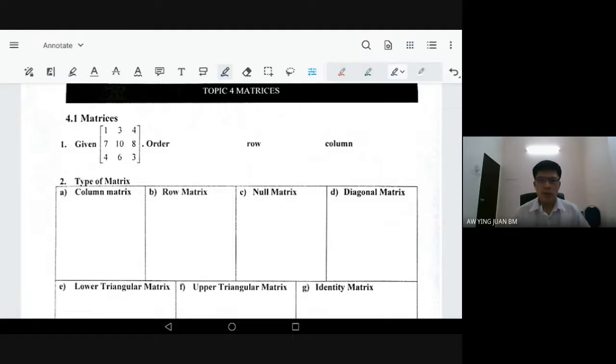Halo, salam sejahtera ya. Hari ini kita akan bincang tentang topik matrices. Untuk sesi ini kita akan bincang 4.1 Introduction to Matrices.